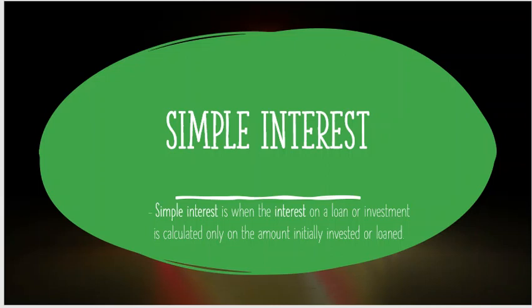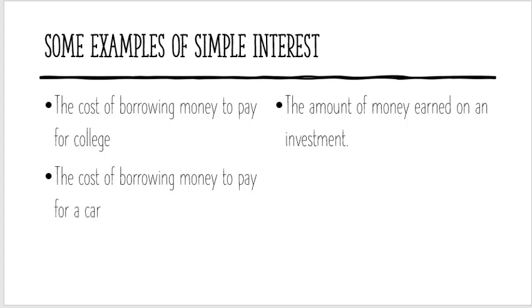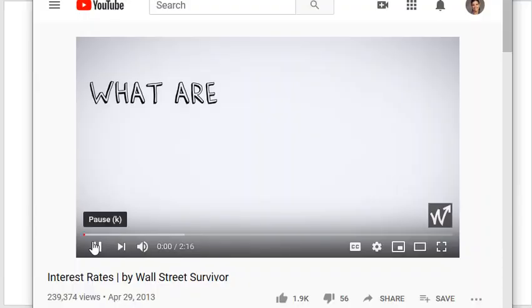Today's lesson is on simple interest, and simple interest is when the interest on a loan or investment is calculated only on the amount initially invested or loaned. Some examples of simple interest include the cost of borrowing money to pay for college, or the cost of borrowing money to pay for a car, or the amount of money earned on an investment. And I'm going to show you a couple of different short video clips to help explain this a little bit better.